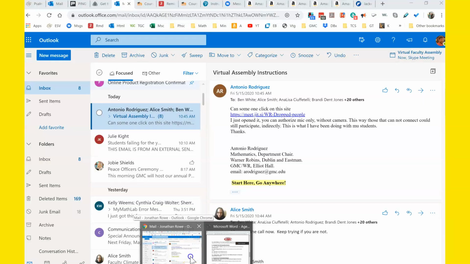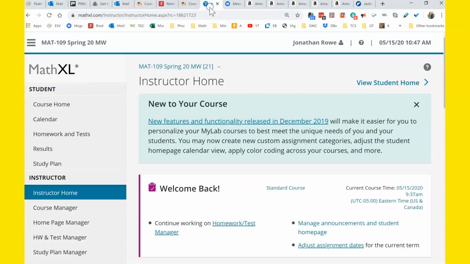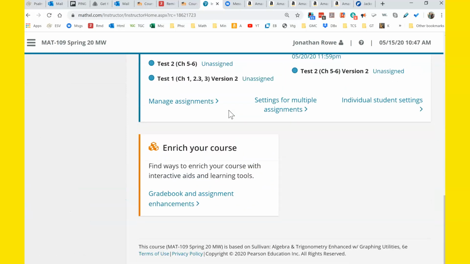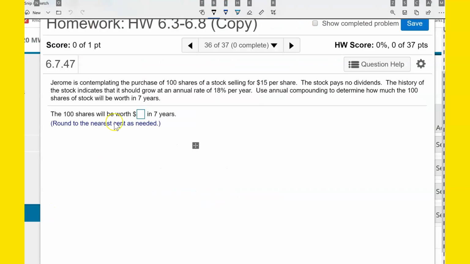I'm going to go back now to Math Excel and look at some problems to make sure we can do those problems. So we're looking at number 36 here. Jerome is contemplating the purchase of 100 shares of a stock, selling for $15 per share. So that means the total there, 100 shares, $15 per share, would then be $1,500.